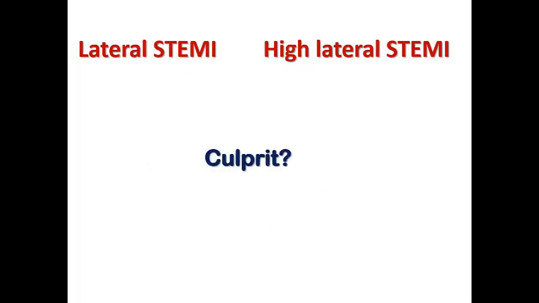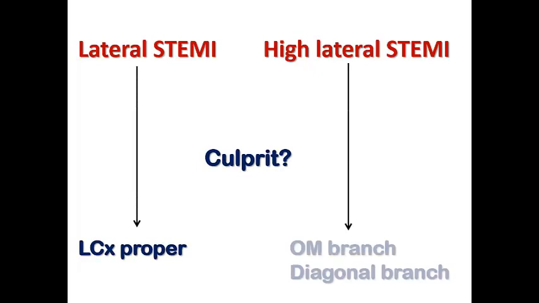In lateral STEMI, when we think of the culprit, mostly it is the LCX proper or sometimes one of its branches. In high lateral STEMI, we usually think of OM branches or diagonal branches, although of course it is not a must. In lateral STEMI, I think much more of the LCX proper, and in high lateral STEMI, I think much more of branches like OM or diagonals.